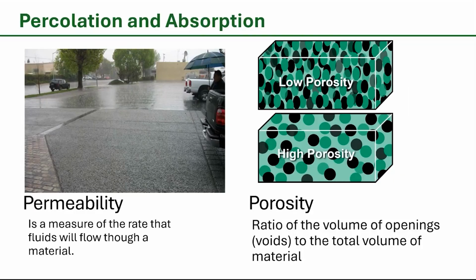Percolation and absorption are important concepts to understand. When we talk about permeability, we're talking about the ability of a fluid to flow through the material. When we're talking about porosity, we're talking about the volume of voids in that material. So you can have a very low permeable but highly porous material like closed-cell spray foam, and you can have the vice versa of that, which would be an engineered vapor permeable air barrier.